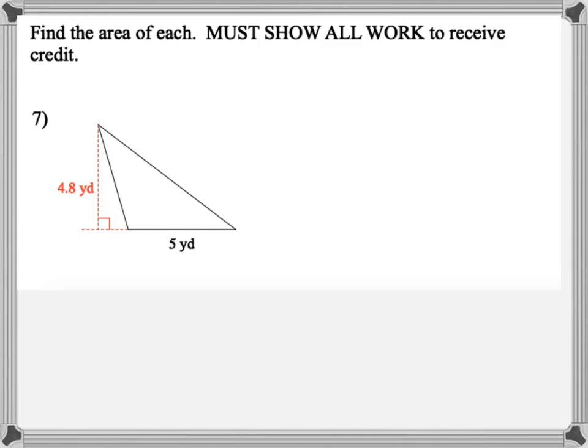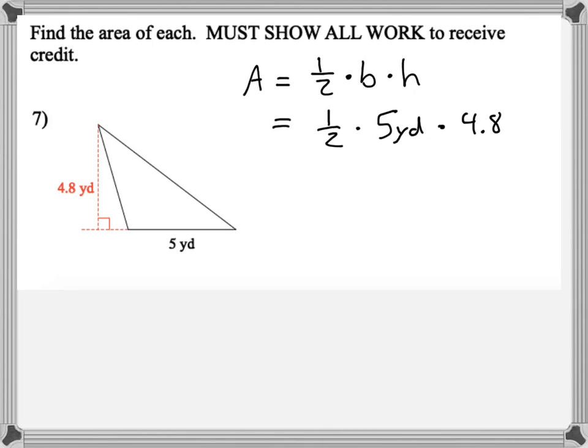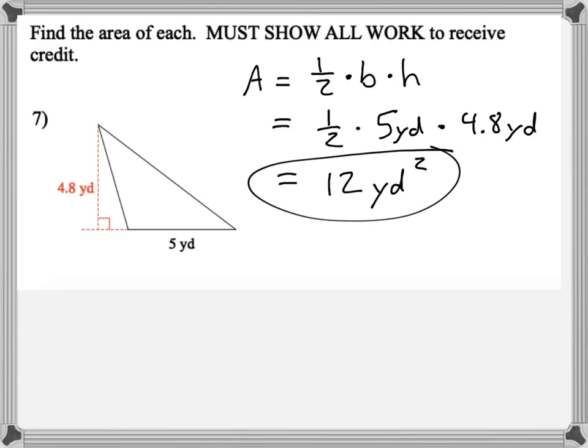Again, we have to show all our work, so area is equal to 1/2 times the base times the height. So 1/2 times my base of 5 yards times my height of 4.8 yards. Again, now it's just calculator. Plug in and multiply. Once you multiply, you end up at 12 yards squared. So the area of this triangle is 12 yards squared. Let's look at one final example of area of triangles.